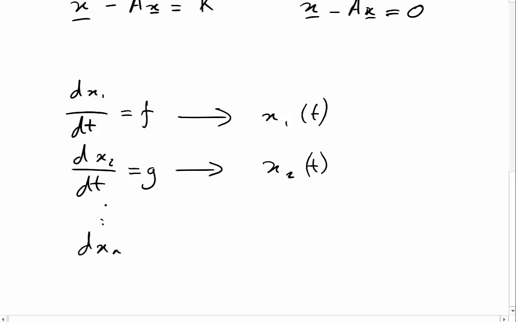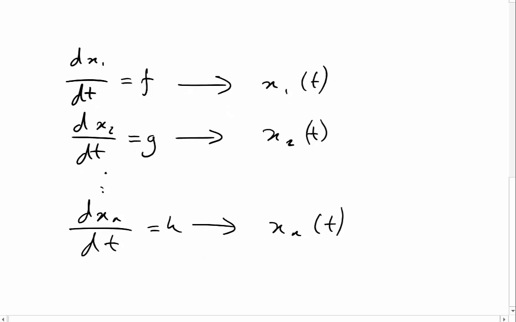So in general, I've got x1 right the way up to xn. Let's say that's equal to h, and then I can find out what xn is. It makes sense that this should be a function of t because I'm differentiating with respect to t. If you differentiate something with respect to a variable, it makes sense that your original function had to have that variable in it anyway, because if it didn't, then when you take the derivative of it, it would be 0.